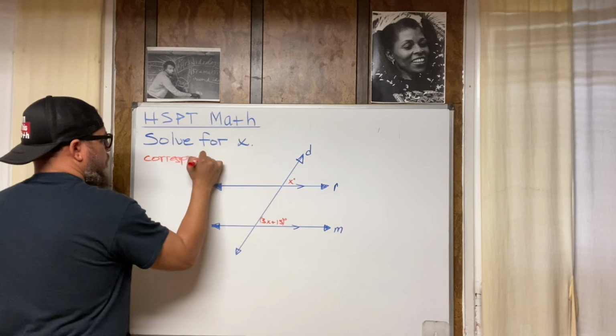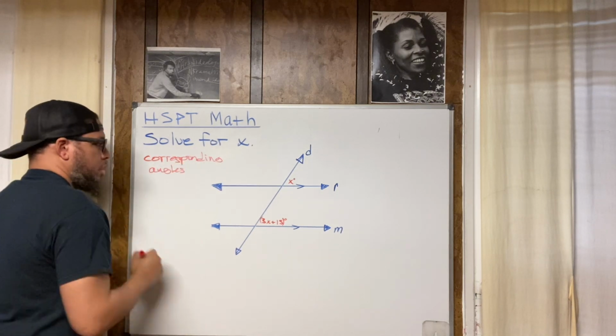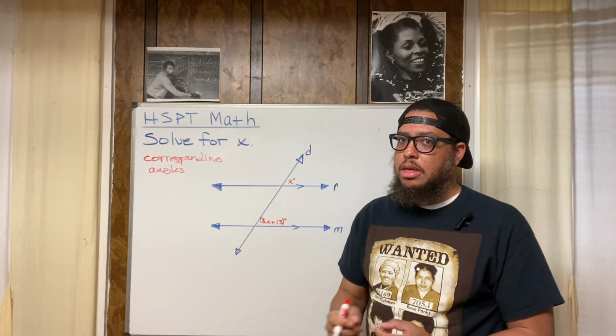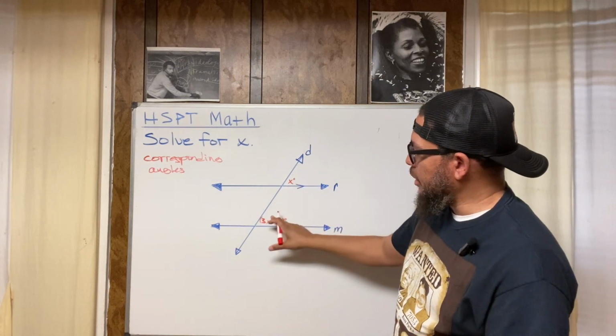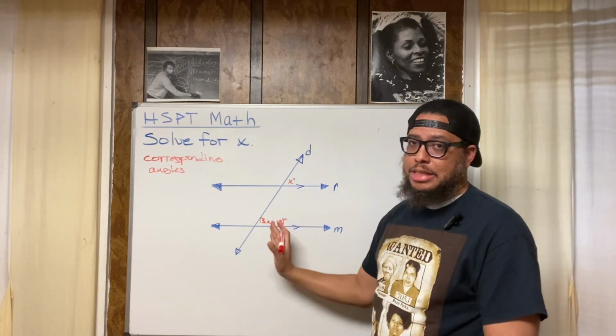Corresponding angles. So again, when you got angles that are on the same side of the transversal, not alternate sides, but the same side of the transversal, this angle is to the right of the transversal. This angle is to the right of the transversal. They're on the same side of the transversal, like being on the same side of the street.